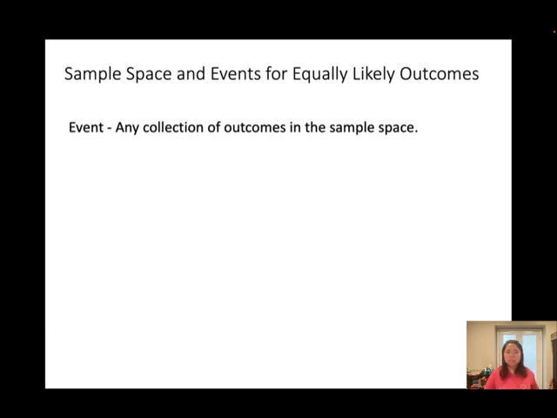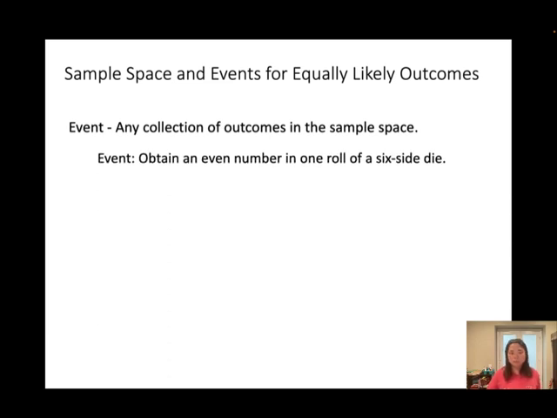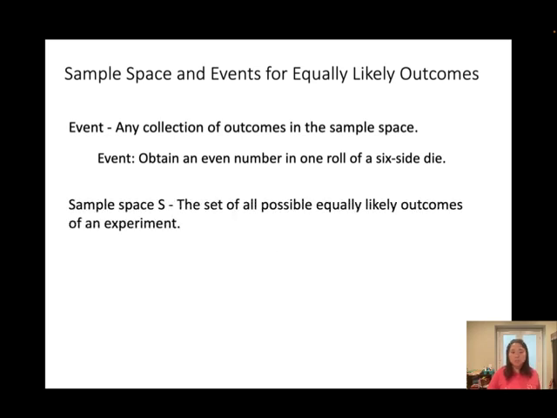Okay, sample space and the events for equally likely outcomes. What does the event mean? Any collection of the outcomes in the sample space. For example, the event, obtain an even number in one roll of a 6-sided die. So first, let's talk about what the sample space is. Sample space means all the possible equally likely outcomes for the experiment.